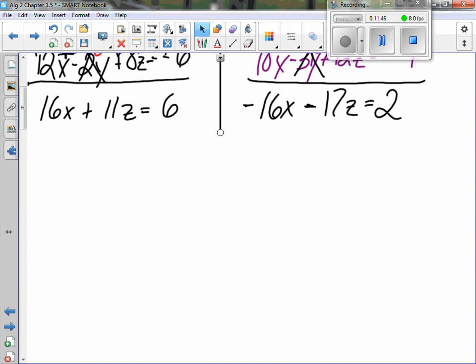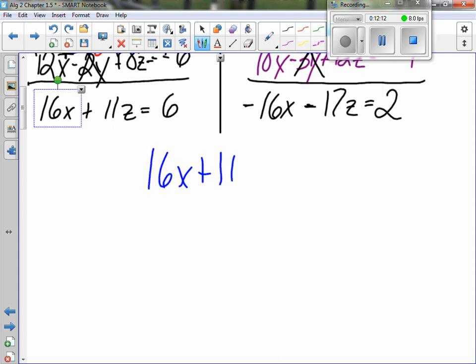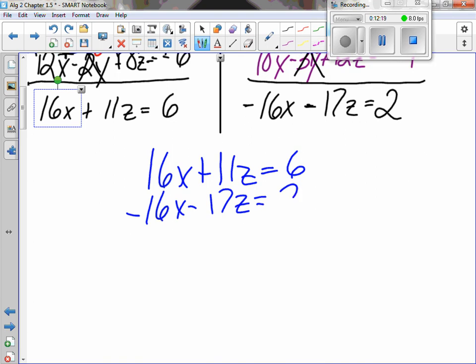Now, as Eric just said, are the 16s already the same? We have 16x and 16x, yes? We don't have to do anything with these here. So what we're going to do is we're just going to put them over the top of each other. 16x plus 11z equals 6. Negative 16x minus 17z equals 2.